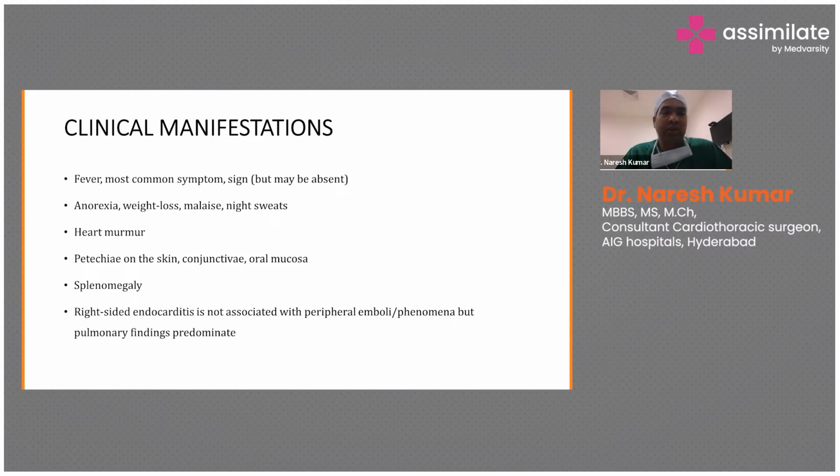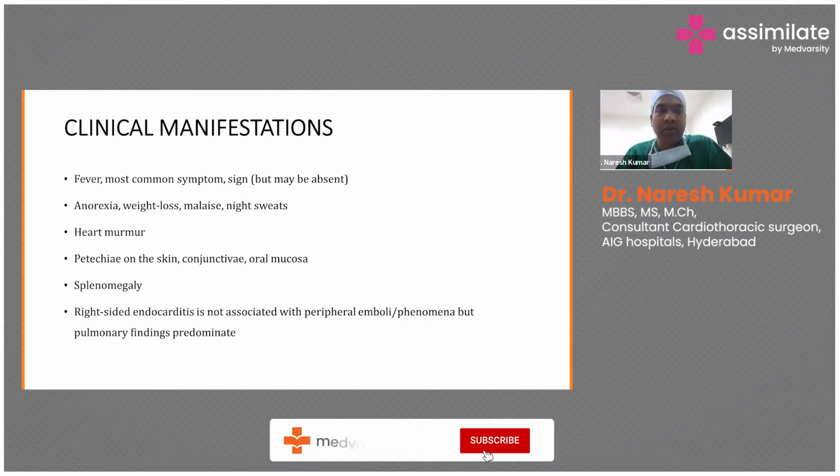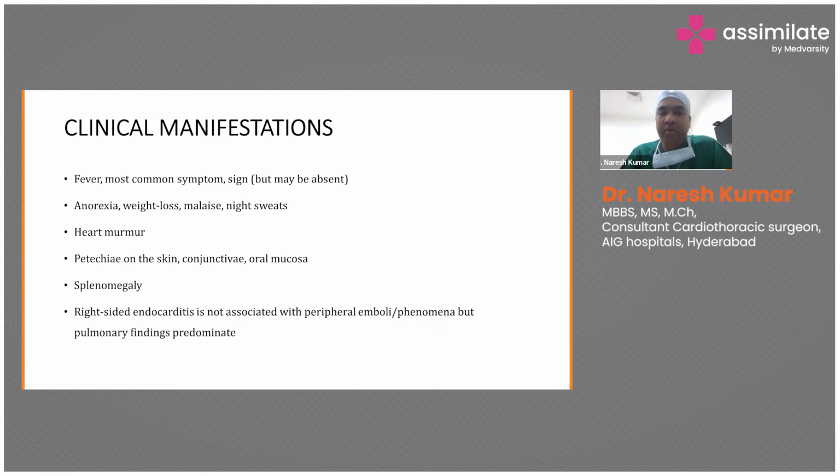On clinical examination we usually find heart murmurs, a new onset murmur, or a change in the quality of a pre-existing murmur. Some people can have petechiae on the skin, conjunctiva, or oral mucosa, and they can have splenomegaly due to septic emboli causing splenic abscess or splenic infarcts.